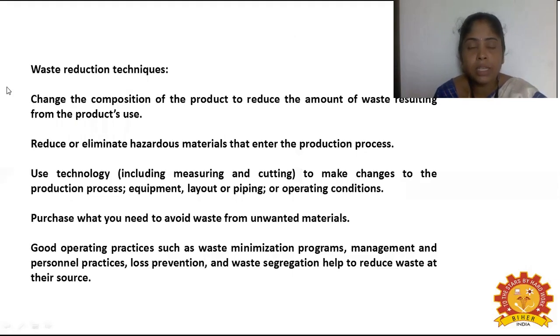Okay, so here, what are the waste reduction techniques? There should be a change in the composition of a product to reduce the amount of waste resulting from the product use, or reduce or eliminate the hazardous materials that enter the production process, or use cutting-edge technology. It involves changes in the production process, equipment, layout, piping or operating conditions. Then in purchasing, you need to avoid waste from unwanted material. Or we need to practice GOP, that is, good operating practices.